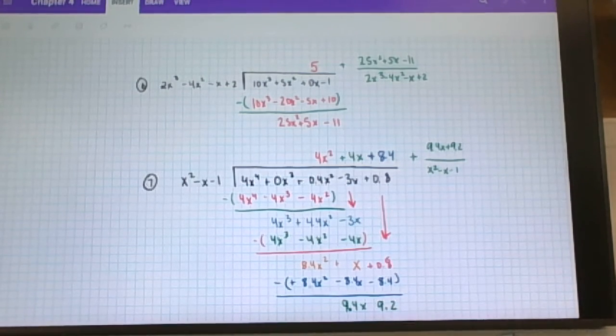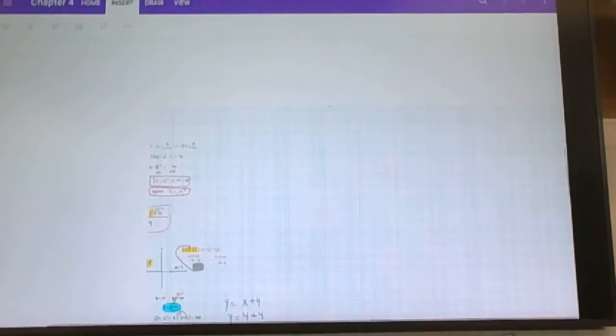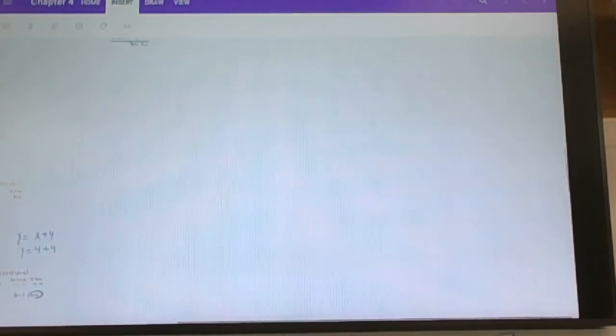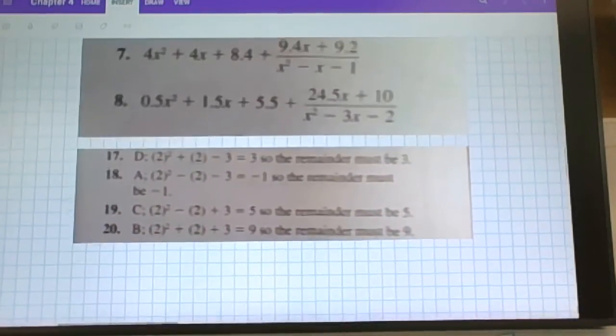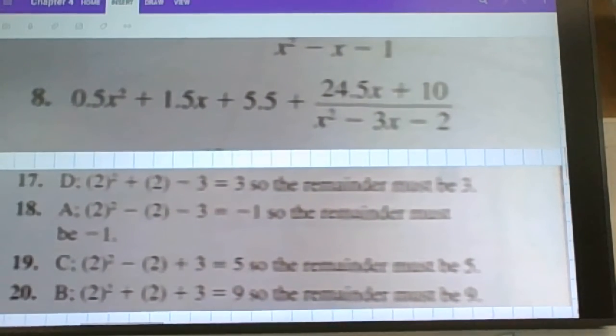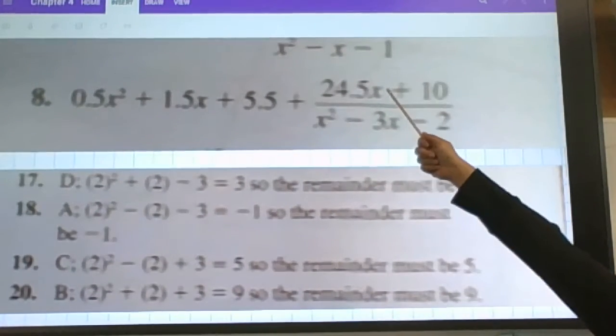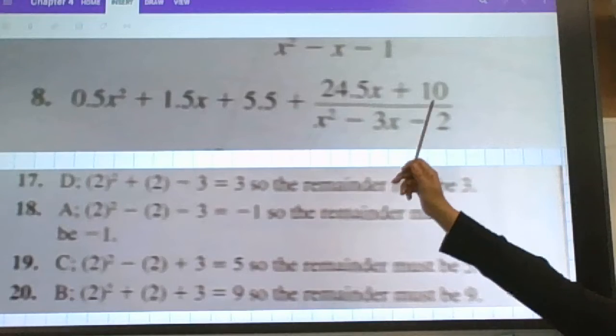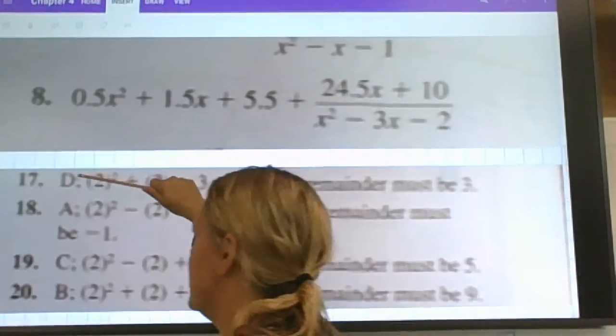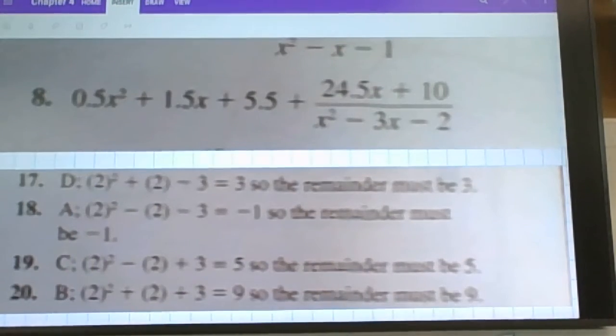Don't forget to. Hey, here's the rest of the... This is super blurry, I apologize, but 24.5 plus 10 is 8, and then the multiple choice, the matching: DACB.